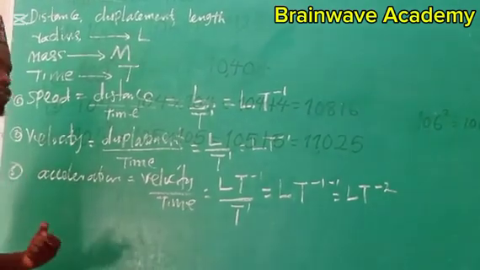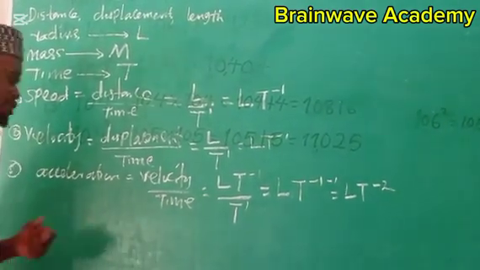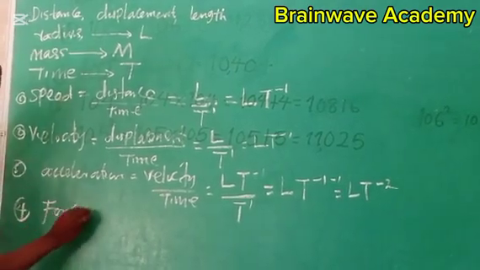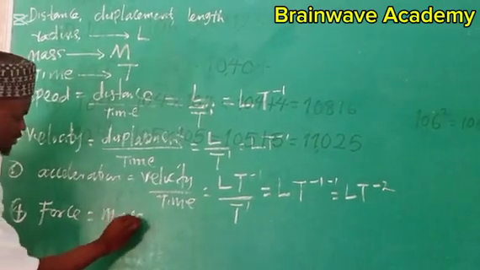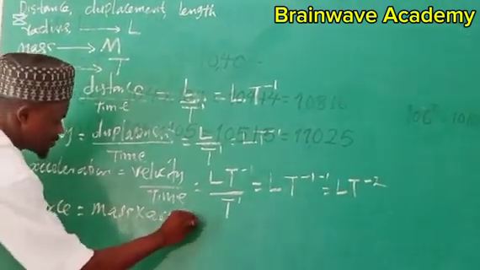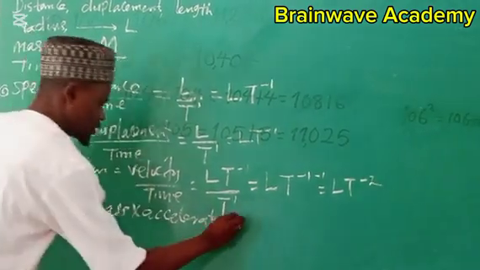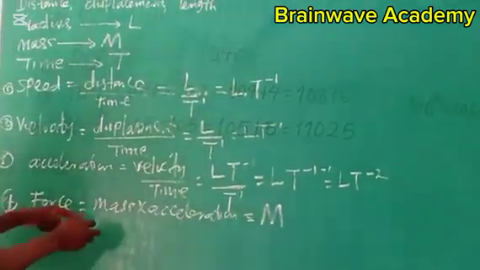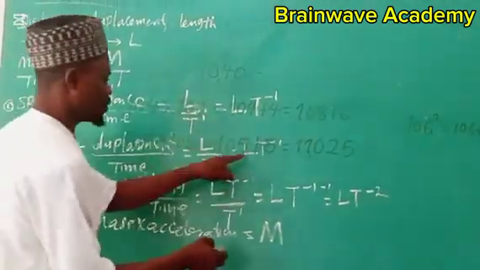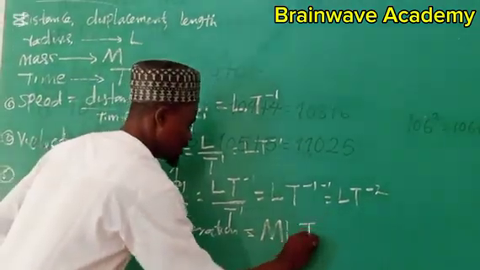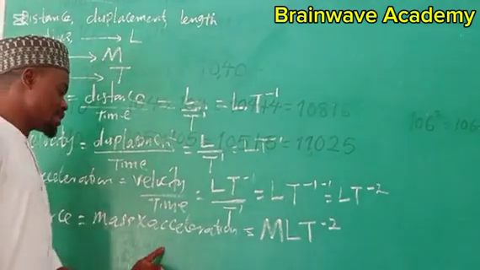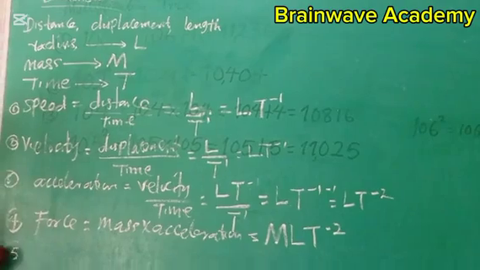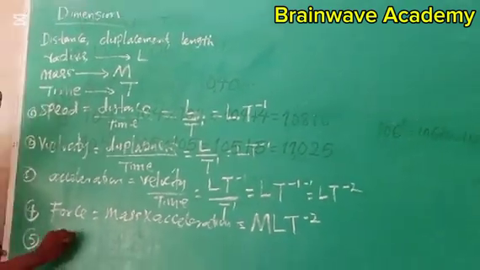Of course, acceleration is also a vector quantity. Therefore, we have force. Force is equal to mass times acceleration. The dimension for mass is already given as capital letter M. The acceleration, we already know it as LT minus 2, which means the dimension for force is what? MLT minus 2.